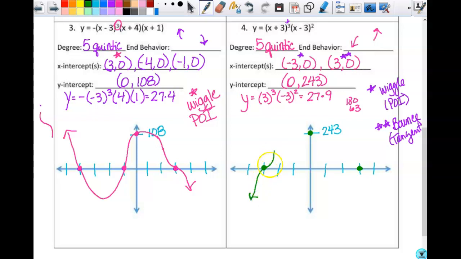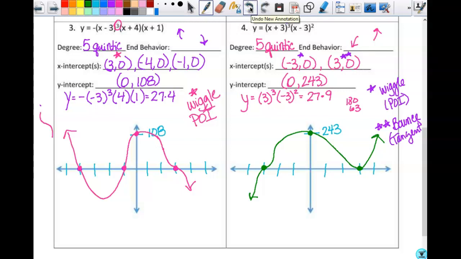All right, so start down here. I go up. I'm going to go through 243. When I hit this one, I'm going to bounce and come back up like that. So I have my point of inflection right here, my bounce. I have my end behavior down, up, and that looks good. So let me see if I can get rid of that mark.